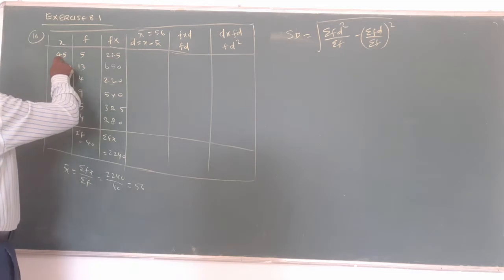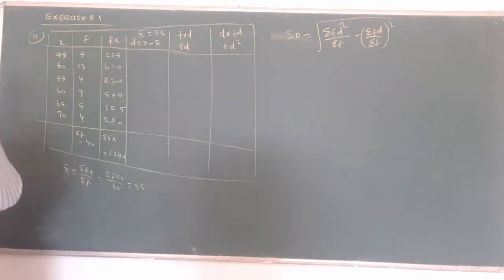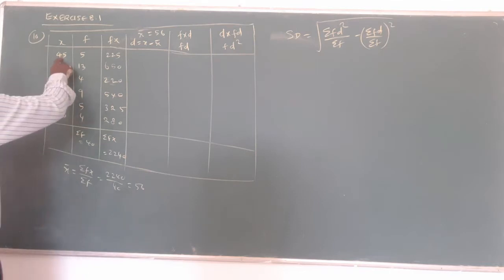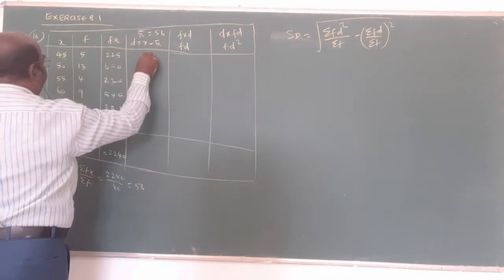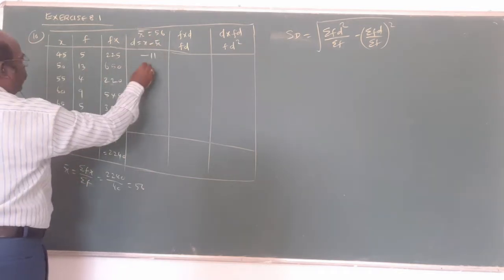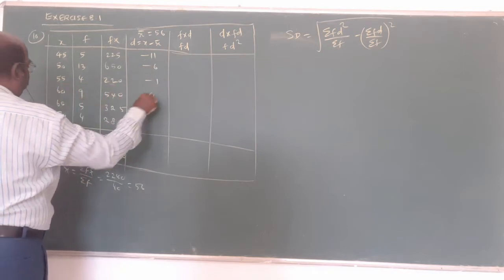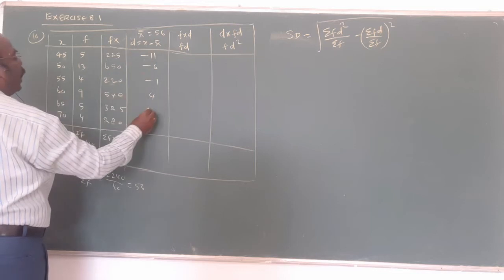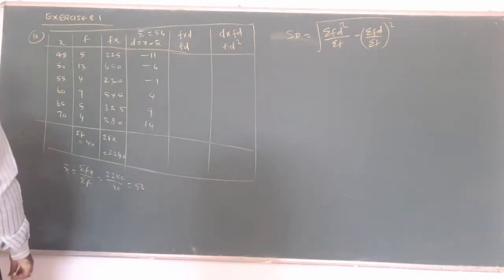Now subtract d equals x minus x bar. X is this one, minus x bar. 45 minus 56. In this way, you want to subtract. Am I right? X is 45, x bar is always 56, so minus 11. Then minus 6, then minus 1, then 4, then 9, 14. Am I right?